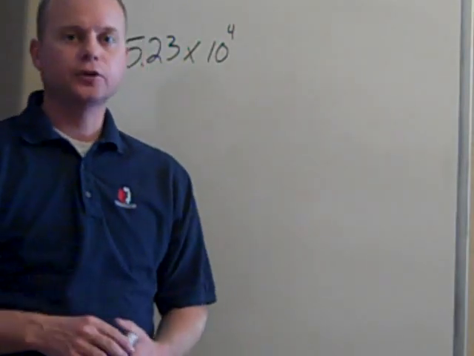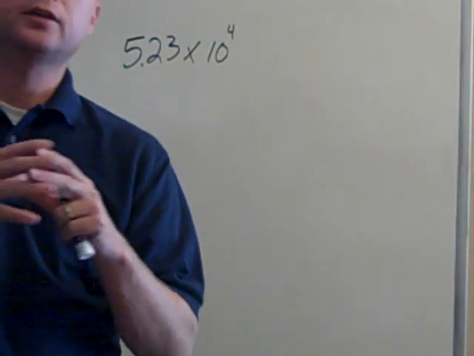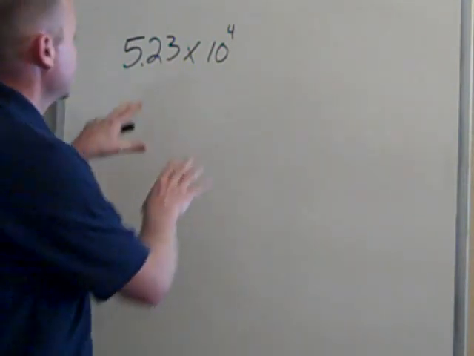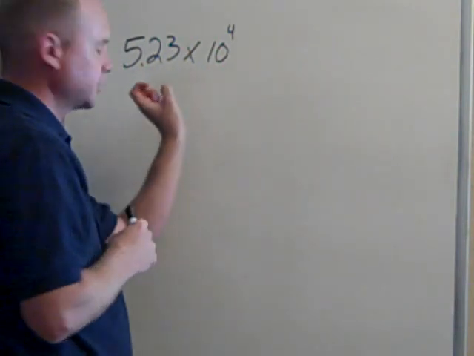Okay, we're going to talk about scientific notation now. Scientific notation is a short way of writing things so we don't have to write out all the numbers. This is considered scientific notation right here. This is in its condensed form.